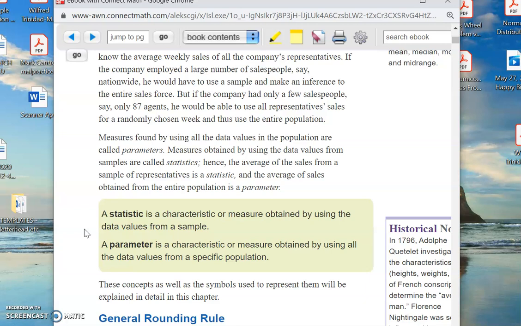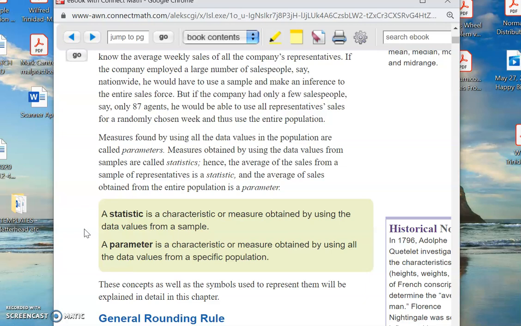A sample is a sample. It's a subset of the population. You select a sample and you try your best to draw an inference. An inference is a conclusion, right? So you pull a sample and you draw an inference from the sample about the population.